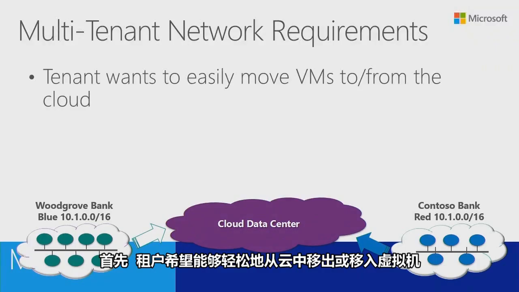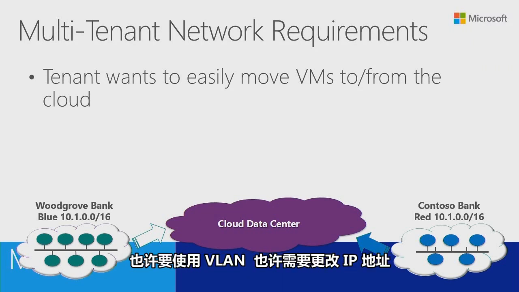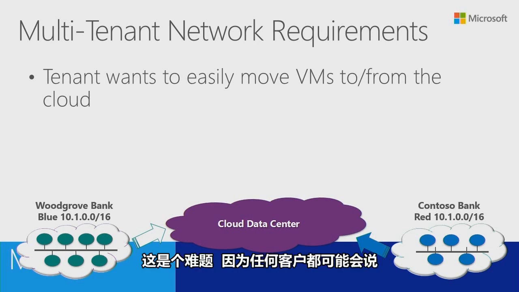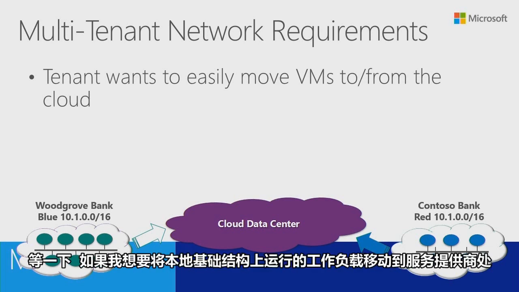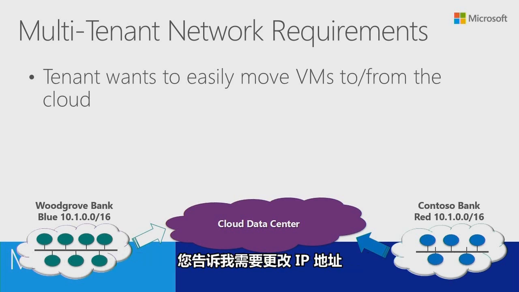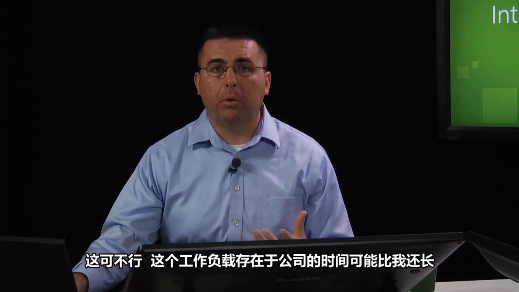Couple of challenges. First of all, tenants want to easily move VMs to and from the cloud. Maybe that's a VLAN. Maybe it's I need to change an IP address. That can be a challenge, if not an impossibility for many customers to say, wait a minute. If I want to take a workload running here on my local infrastructure and move it to a service provider, you're going to tell me I need to change the IP address? That may not ever happen.